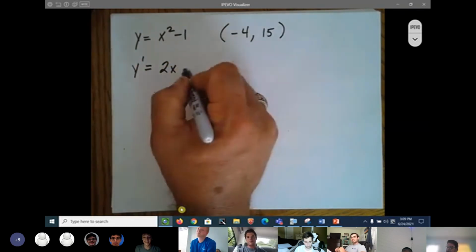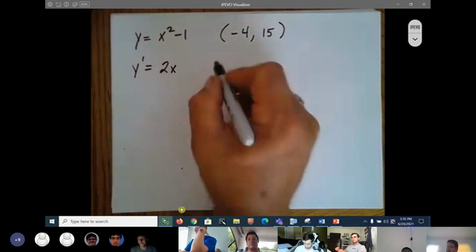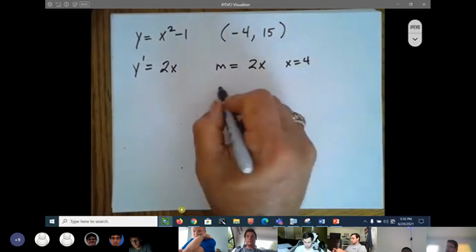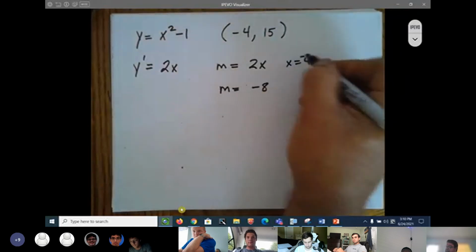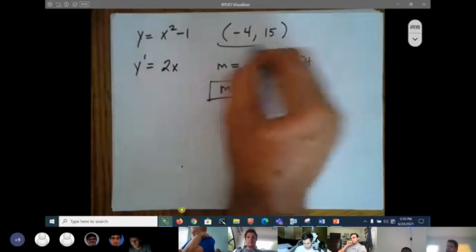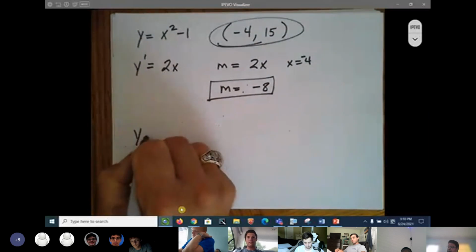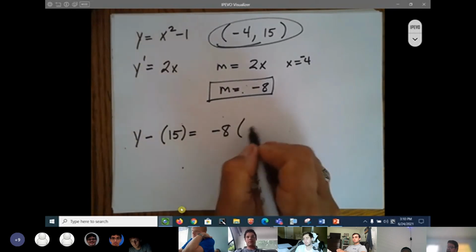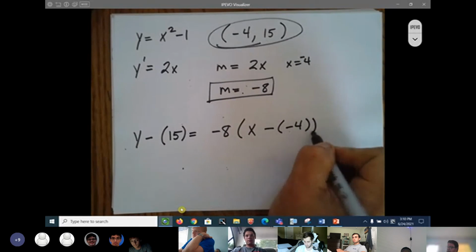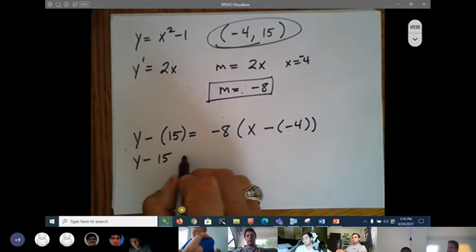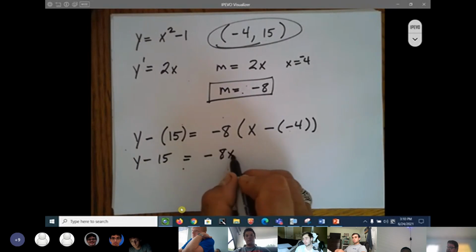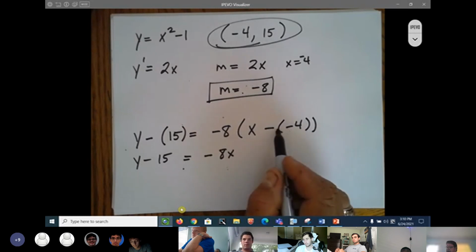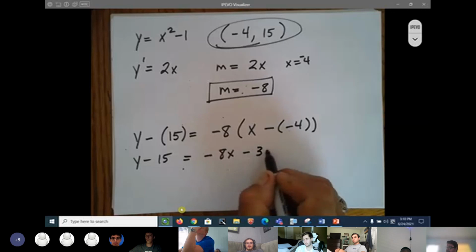Y prime is equal to 2x. Slope is equal to 2x. X is equal to -4. Slope is equal to what? -8? Yes. So now I've got a point and a slope. Y minus 15 is equal to -8 times x minus a -4. Y minus 15 is equal to -8 times x plus 4, which is -8x minus 32.